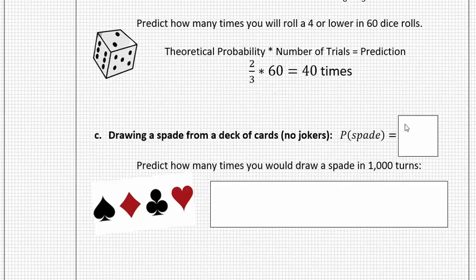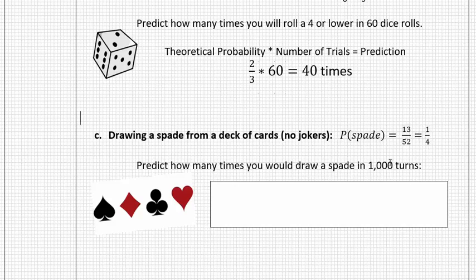A few things you need to know are that there are 52 total cards in a deck, and of those 52, 13 are spades. There are 13 spades, 13 diamonds, 13 clubs, and 13 hearts. That fraction, 13/52, reduces to 1/4, because you can divide 13 by 13 and get 1, and you can divide 52 by 13 and get 4. So the probability of drawing a spade from a deck of cards with no jokers is 1/4.